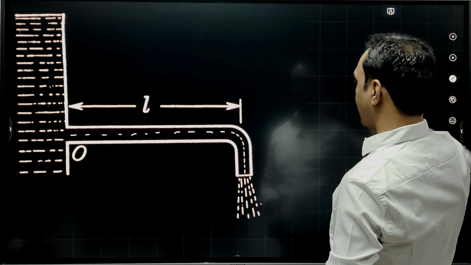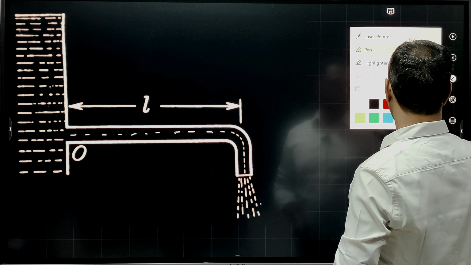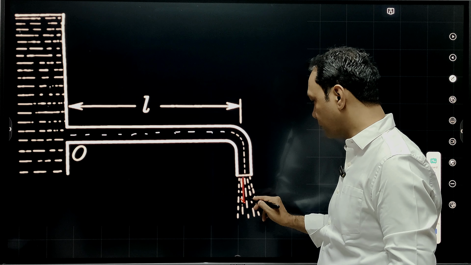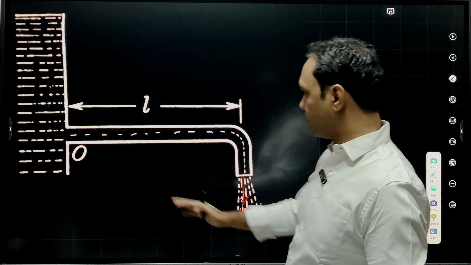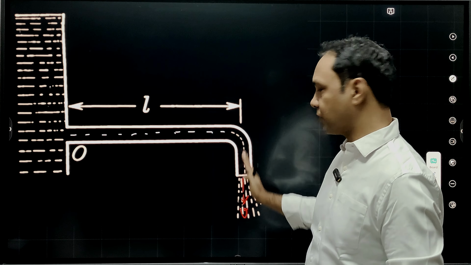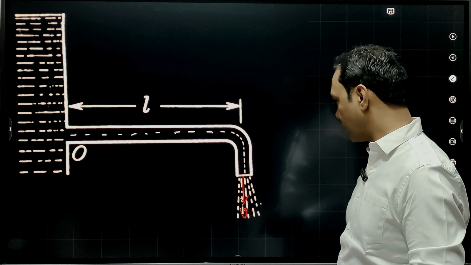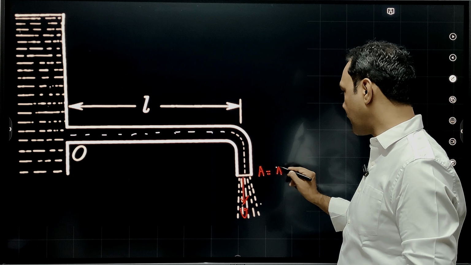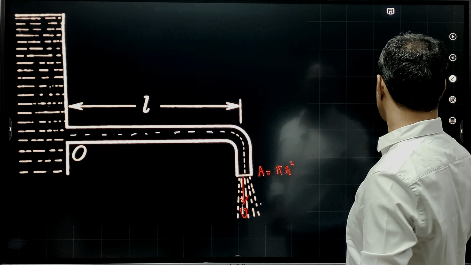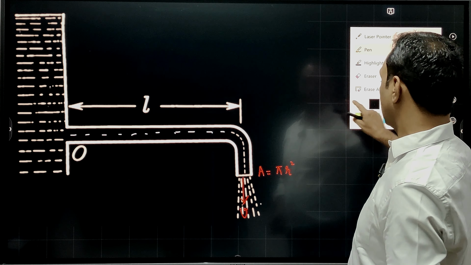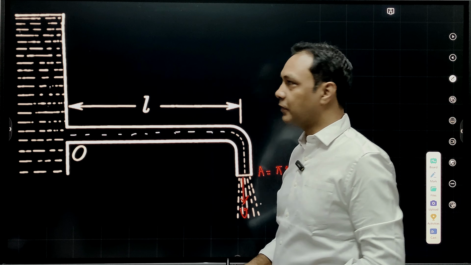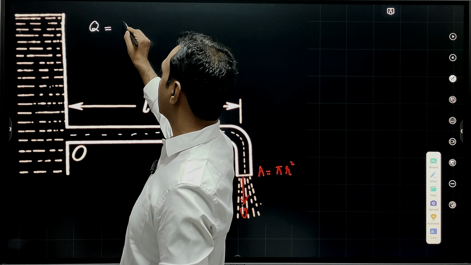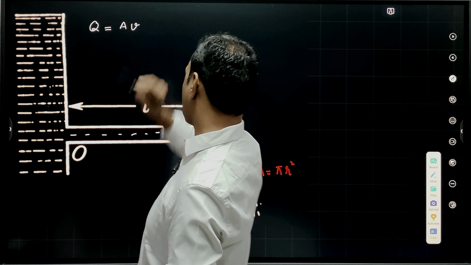Alright, so this is a slightly bigger diagram. The water is coming out, suppose, with velocity v. And this velocity will be the same throughout all sections because the area is the same everywhere. The area of the section is everywhere pi r squared, where small r is the radius. So the volume flow rate at each section is q, equal to area times velocity.